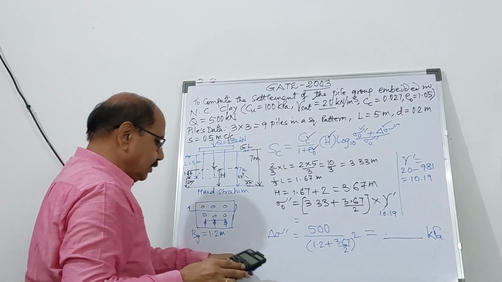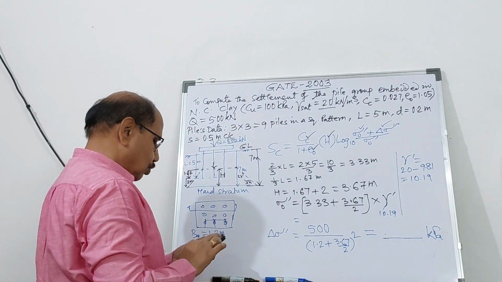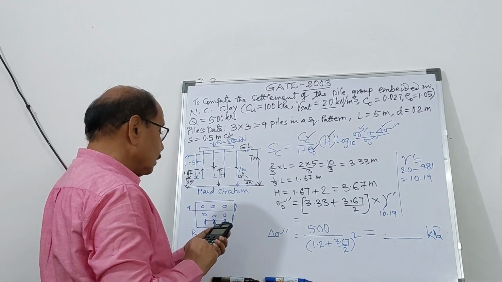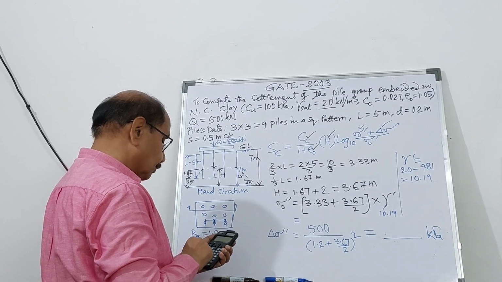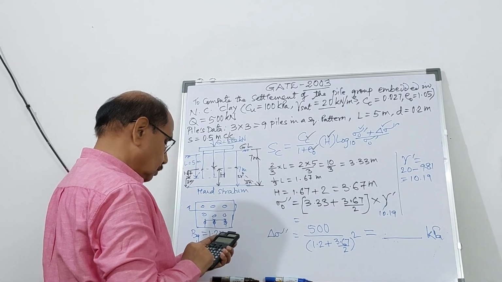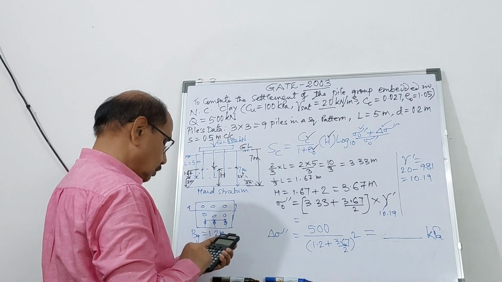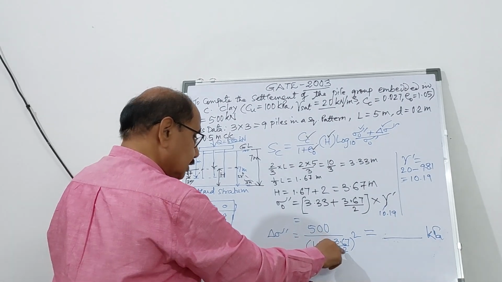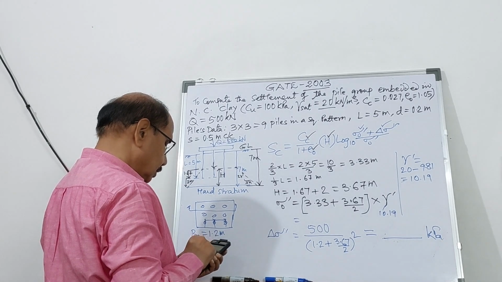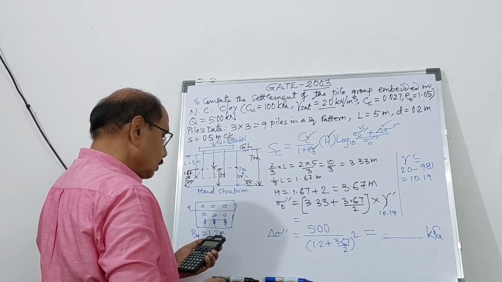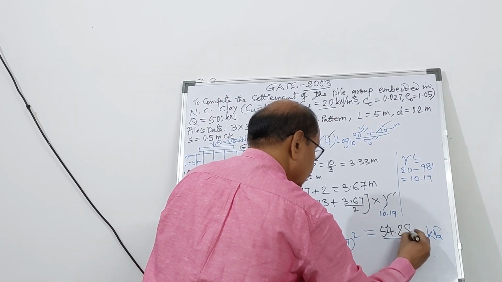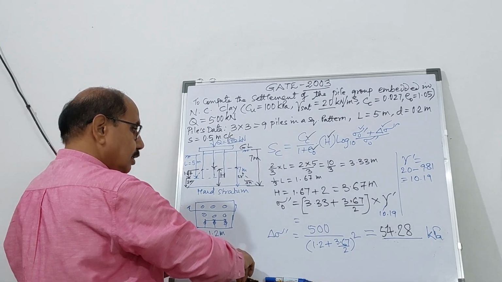I hope you understand. At the midpoint, you need to calculate, so if I calculate for 3.67 divided by 2, or 0.5 into 3.67 whole square. This gives you 54.281 kilopascal.